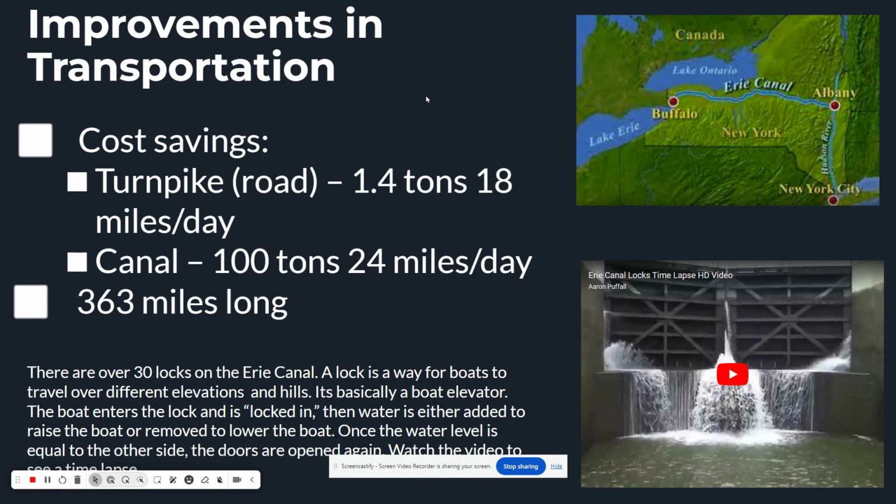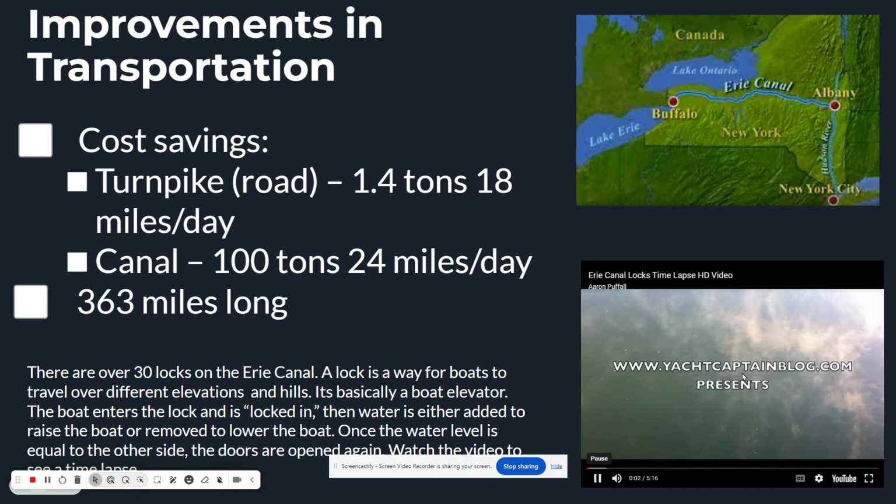So we see a better connection between the Midwest and the Northeast. And that is because of the Erie Canal. You can see on the map, it's over 363 miles long. I think maybe 380 is what we're close at. And it connects the Great Lakes on the Erie Canal, Lake Erie, starting in Buffalo, New York, going across the state and linking up in Albany with the Hudson River, which then connects with New York City, one of America's biggest harbors, definitely during this time period. There's also over 30 locks.